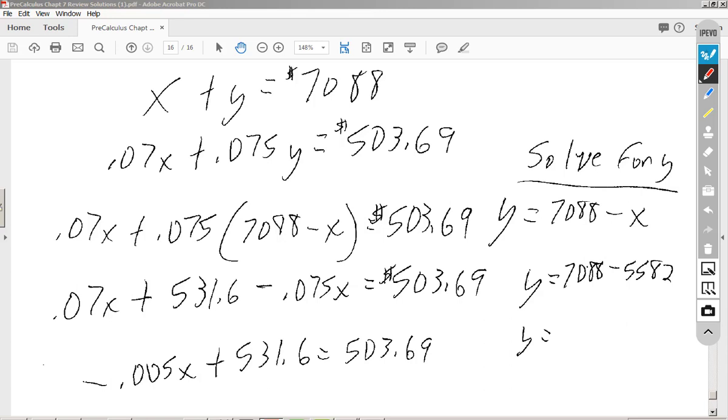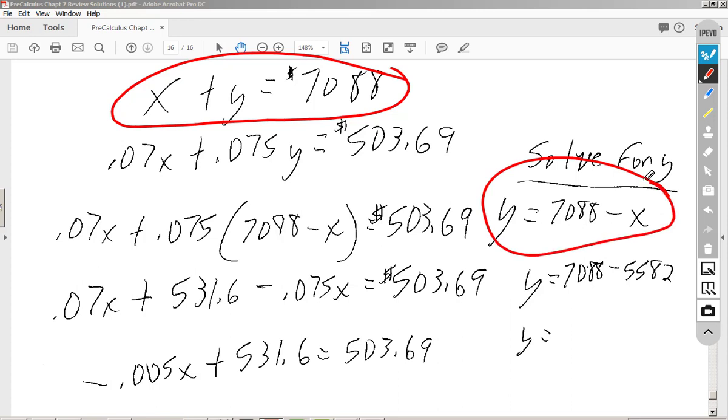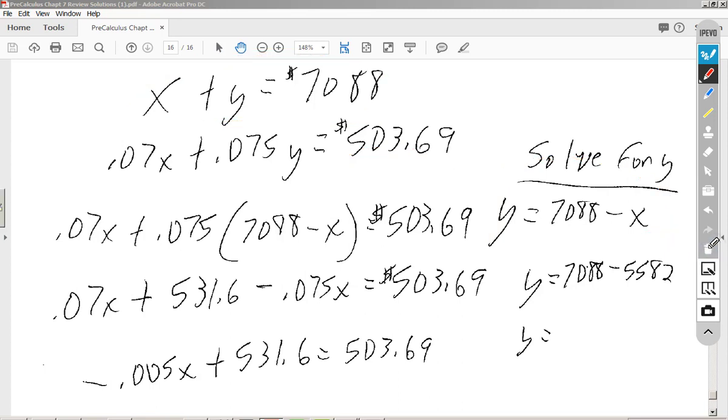So I'm going to take this first equation right here. I'm going to solve for y. And I get y equals 7,088 minus x. Now that I know that y equals 7,088 minus x, I'm going to substitute it in place of y into my second equation. And I get 0.07x plus 0.075 times 7,088 minus x, that all equals $503.69. I'm going to go ahead and distribute my 0.075 on through.